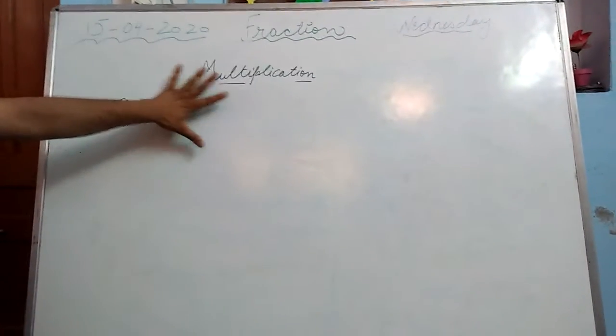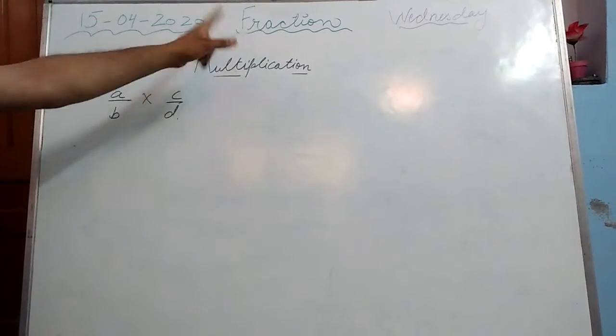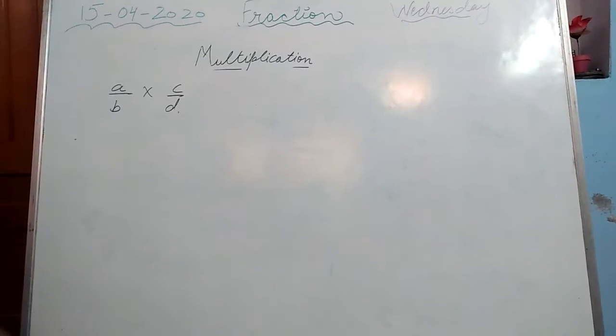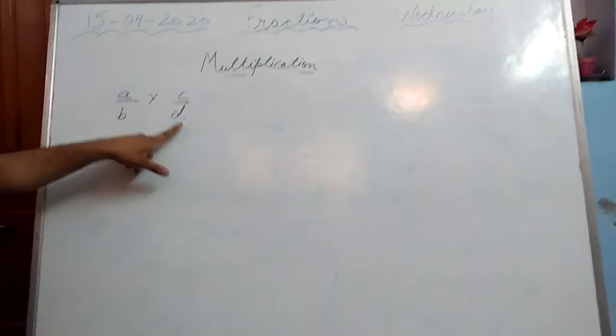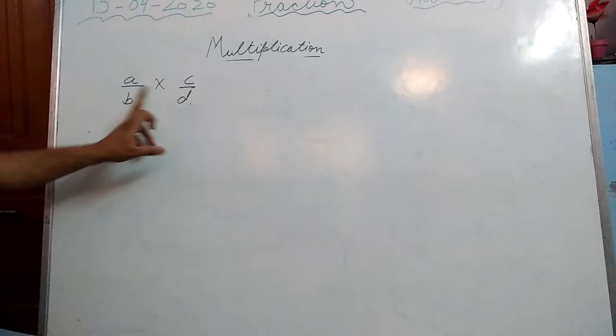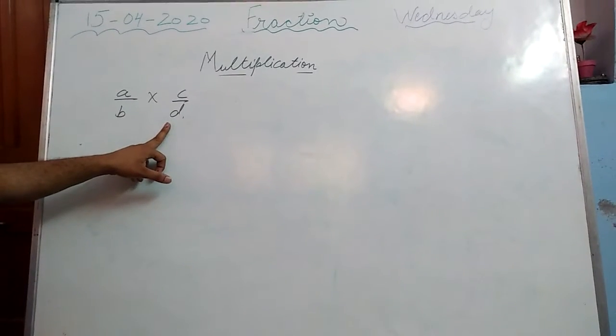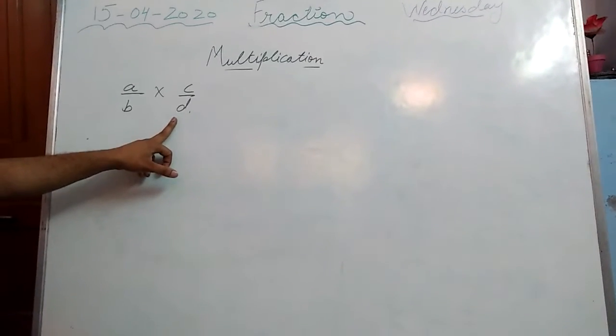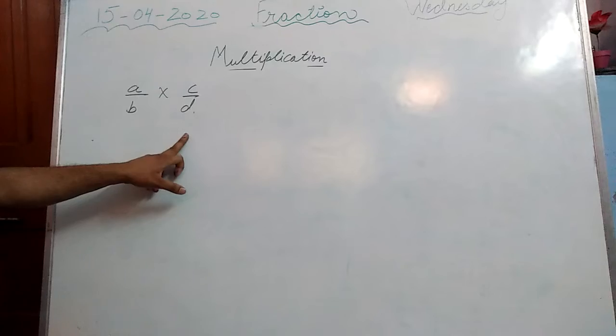We are going to discuss the multiplication of a fraction. For example, here two fractions are given to you, a upon b and c upon d. These are the two fractions. We have to find the product of these two fractions.